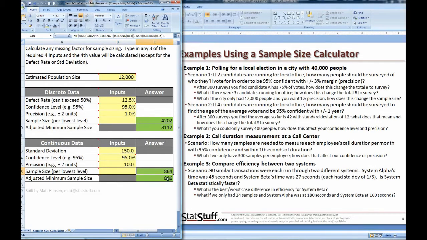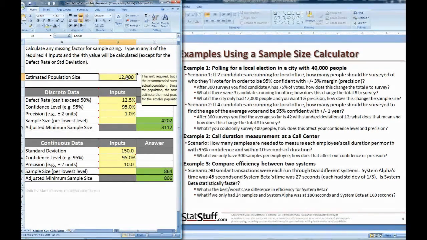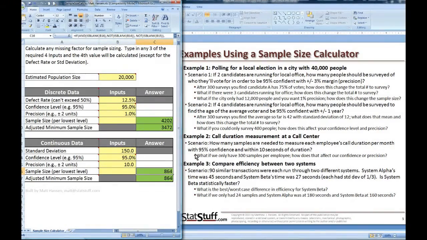Now, as I mentioned before, I see it's got an adjusted minimum sample size. So if I did have 12,000, which was from my previous example, if I only had 12,000 calls per month as my population, then this might be necessary. However, if I'm handling a lot more calls than that, for example, like 20,000 calls per month, then you can see it's increasing, and now both of these are the same. So now I know I need to collect 864 samples in order to figure out each employee's call duration per month.